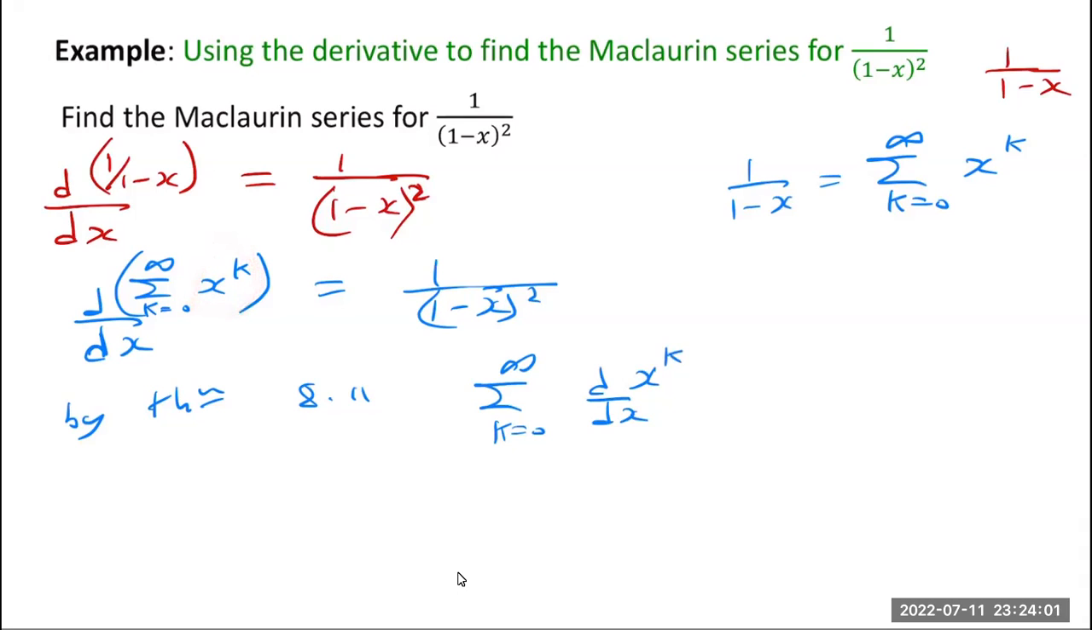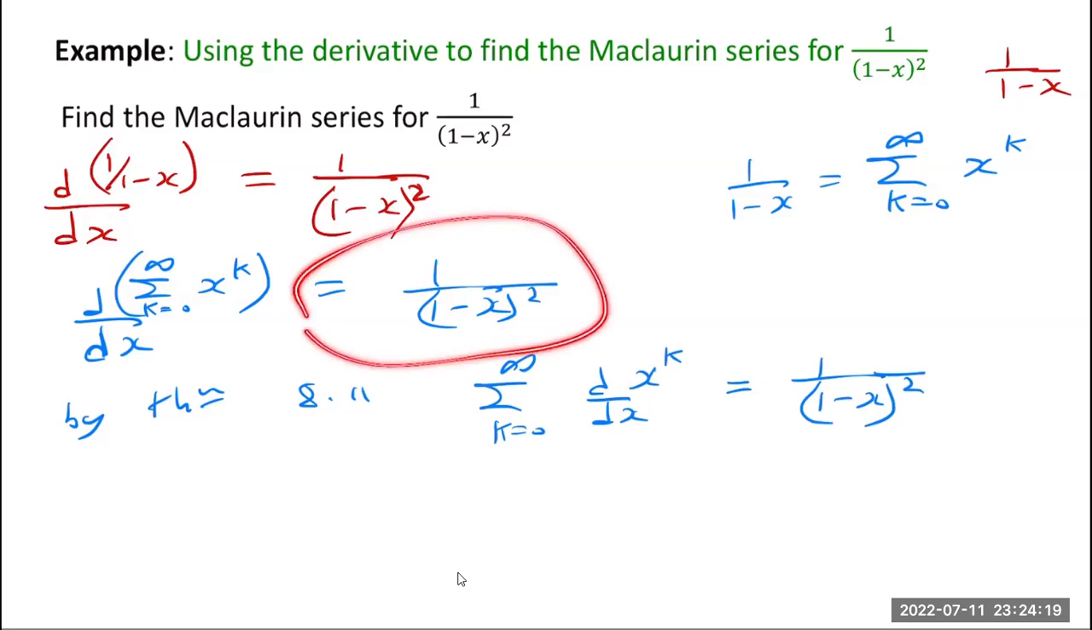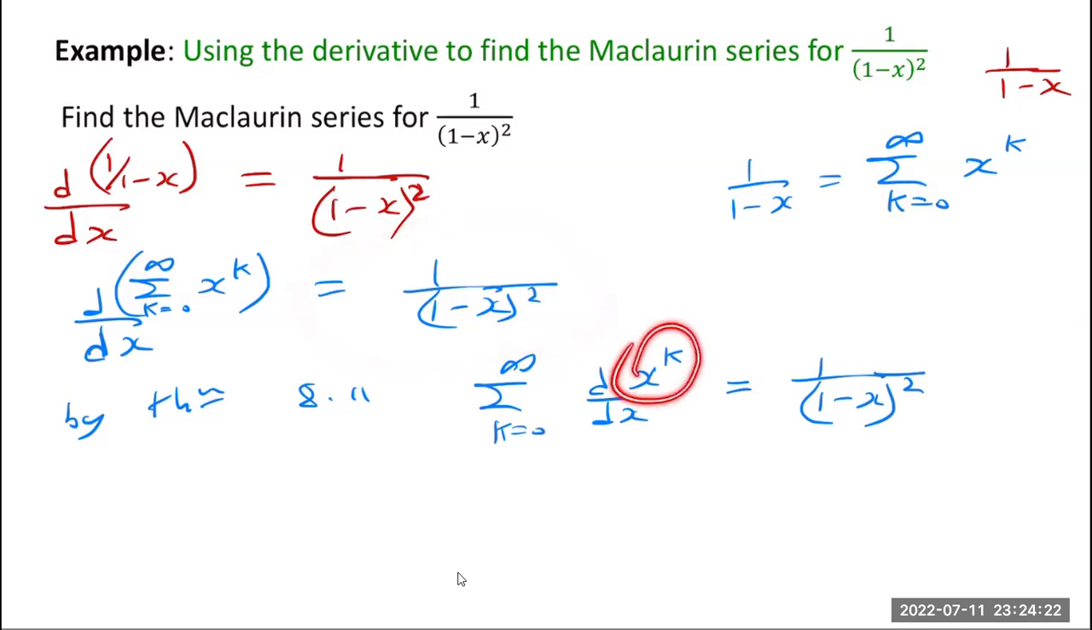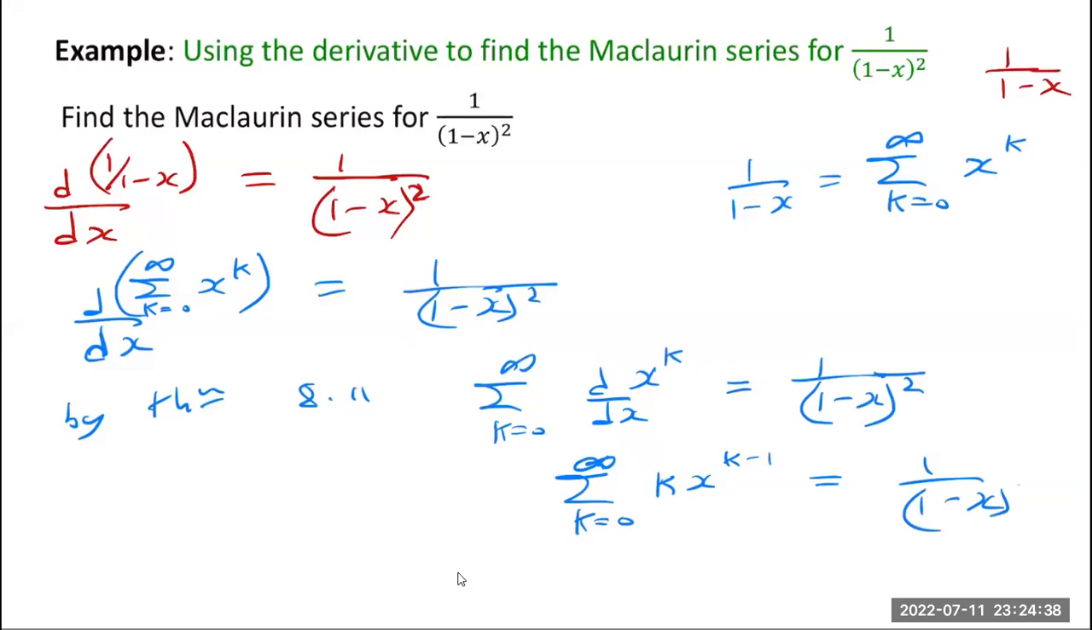Inside sigma, you have x to the power k. You take the derivative of that. That is nothing but sigma k goes from 0 to infinity. Let me write here, this is equal to actually 1 over 1 minus x squared. Okay, that is this term. So now I can take the derivative of that one. That is sigma k goes from 0 to infinity k times x to the power k minus 1 is equal to 1 over 1 minus x squared.